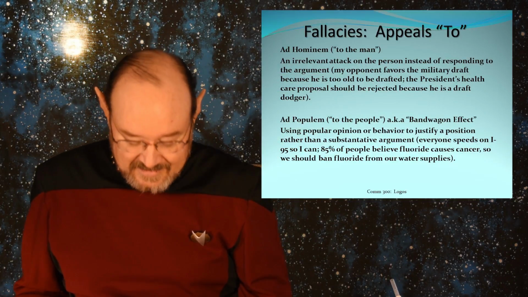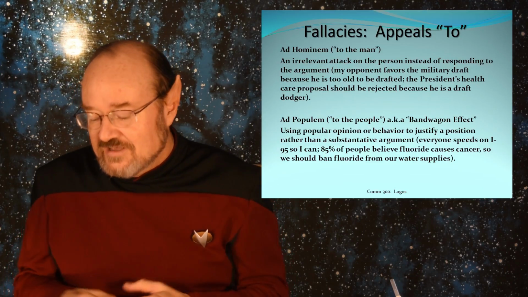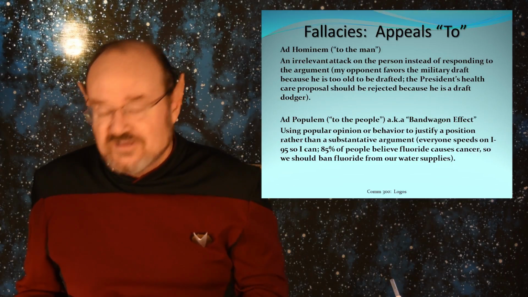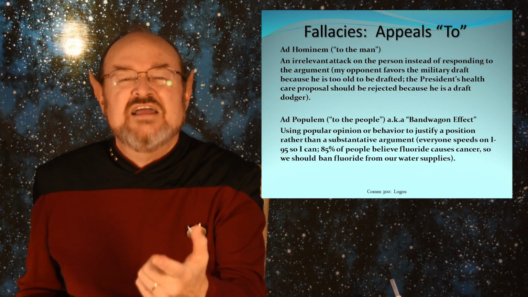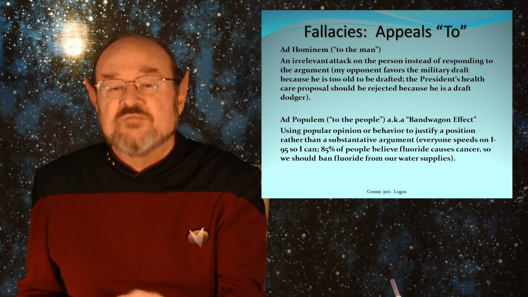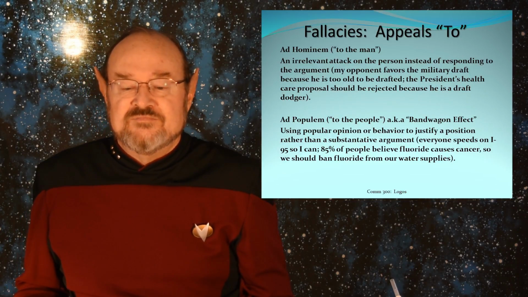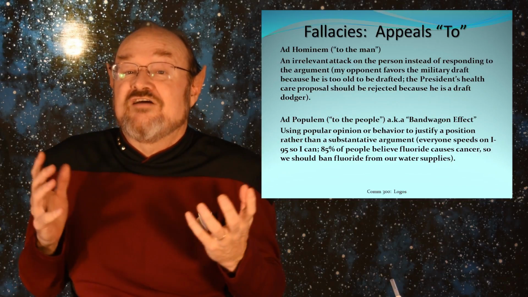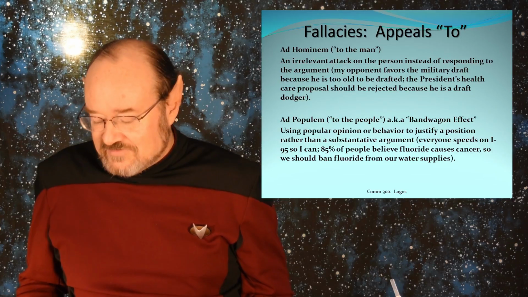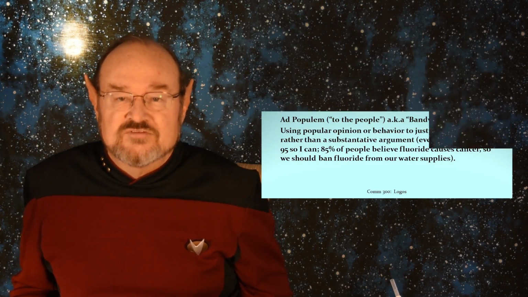Appeals to, ad hominem, appeals to the man, to the person. When you attack the person instead of responding to the argument, you just go straight for the person. You can't talk to me because your grades were not very good in college either, right? So instead of addressing the argument, you attack the person. Ad populum, to the people. Everyone else is doing it. I'm sorry, officer, everyone else was going 75, right? As you can see, that's a fallacy. Just because a whole bunch of people believed slavery was right, didn't mean it was right.